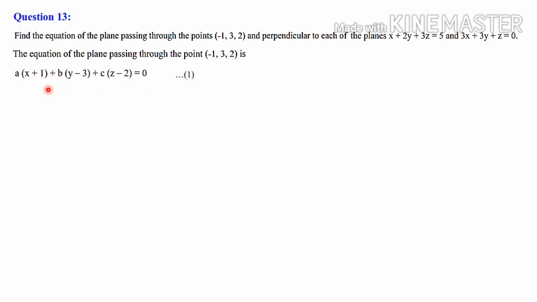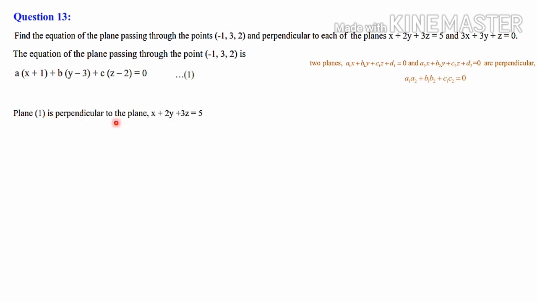And this plane is perpendicular to both of these planes. So we know that two planes a1x plus b1y plus c1z plus d1 equal to 0 and a2x plus b2y plus c2z plus d2 equal to 0 are perpendicular, meaning the sum of the products of the direction ratios of the normals, that is a1 a2 plus b1 b2 plus c1 c2, is equal to 0. So by using this statement we can write that plane 1 is perpendicular to the first plane, x plus 2y plus 3z is equal to 5. So these two are perpendicular is given to us.